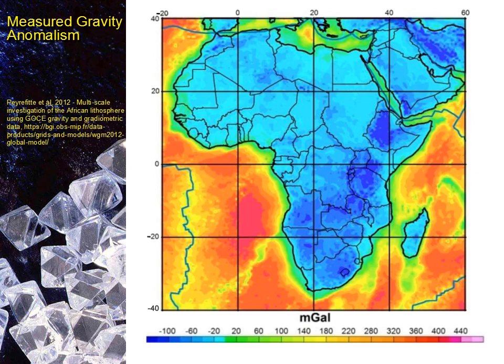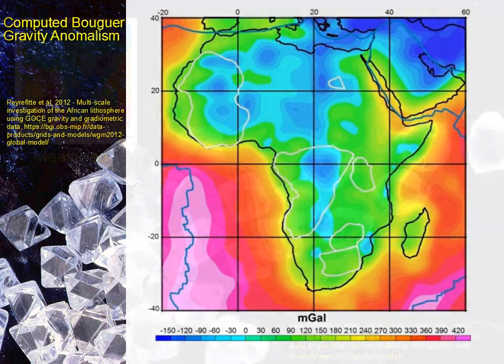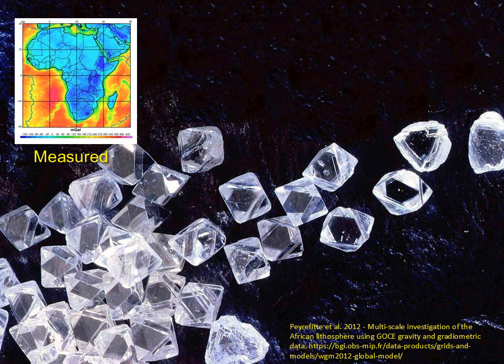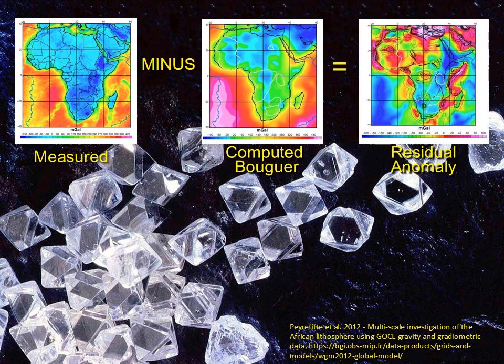The measured gravity anomaly for all of Africa. The computed Bouguer gravity anomaly for all of Africa. When the computed Bouguer anomaly is subtracted from the measured gravity anomaly, the residual gravity anomaly is revealed.